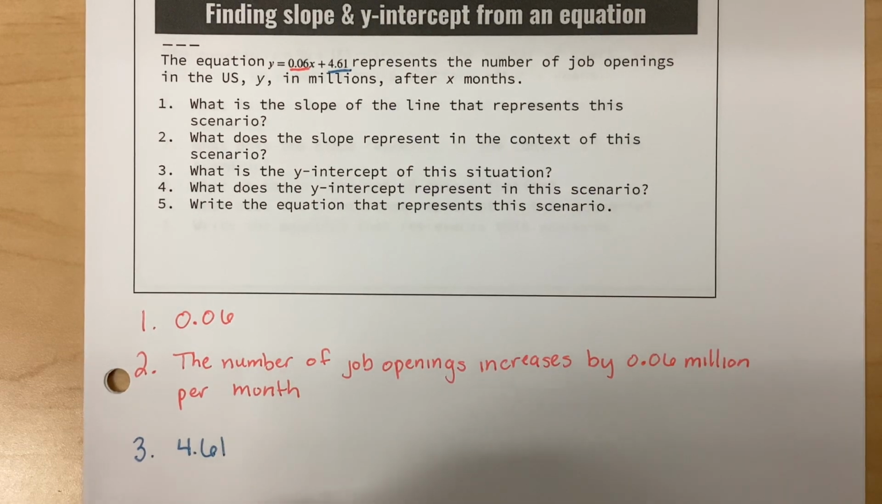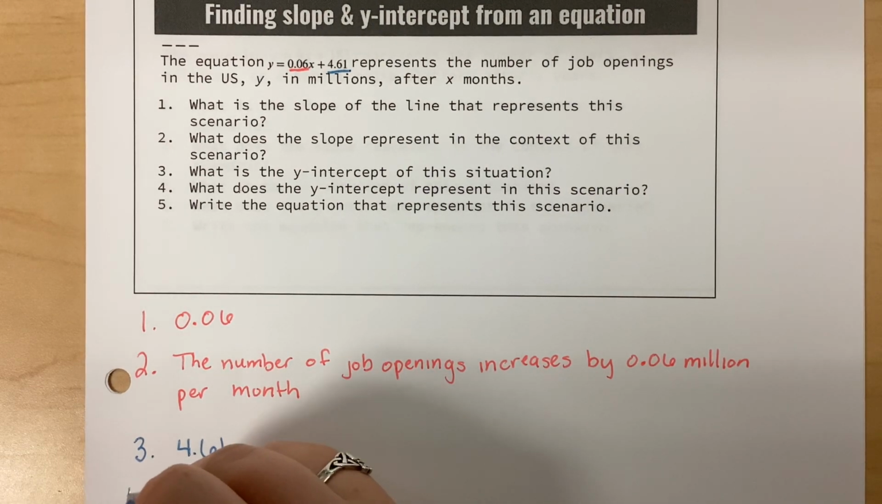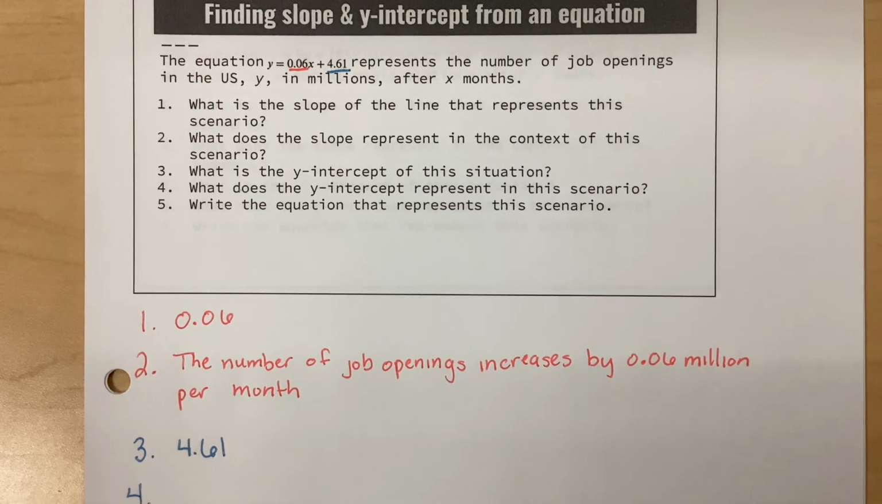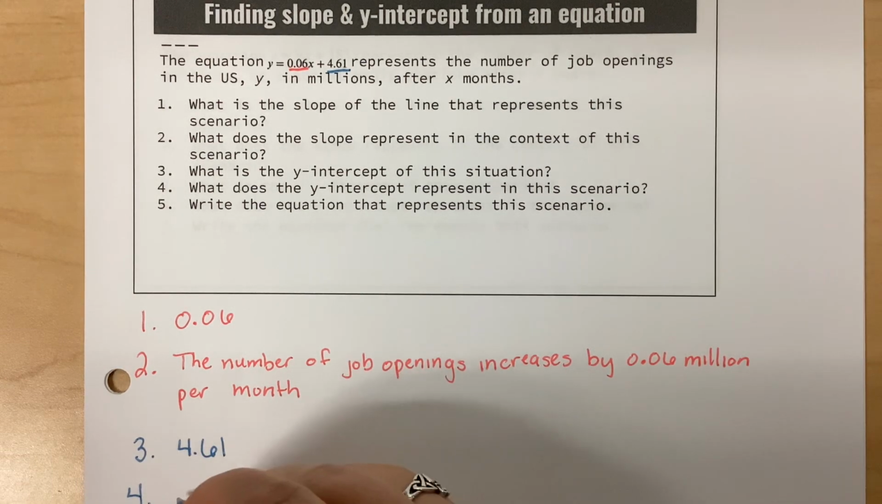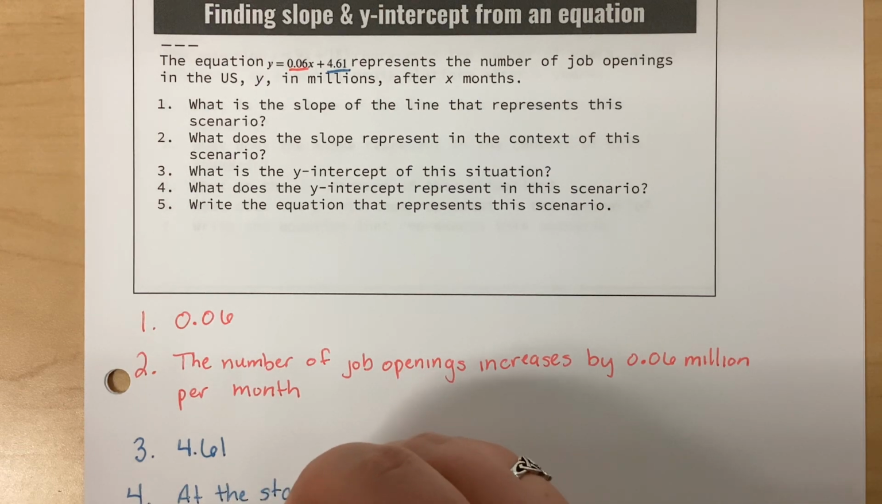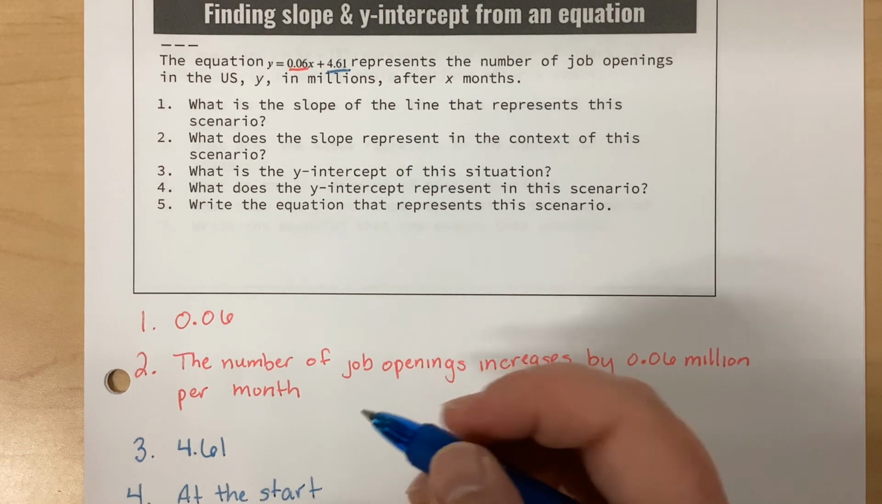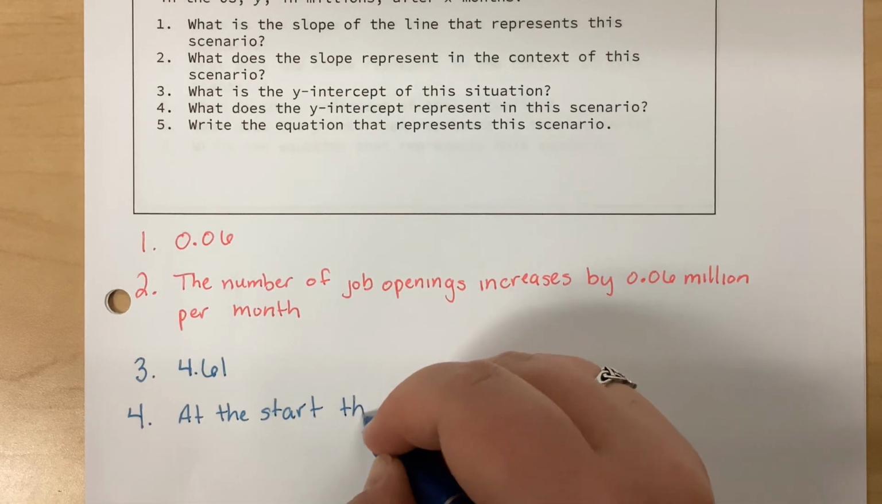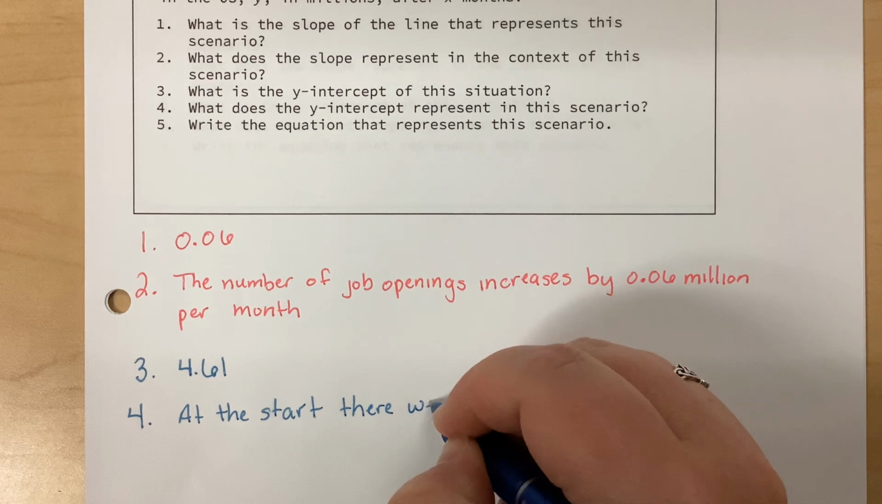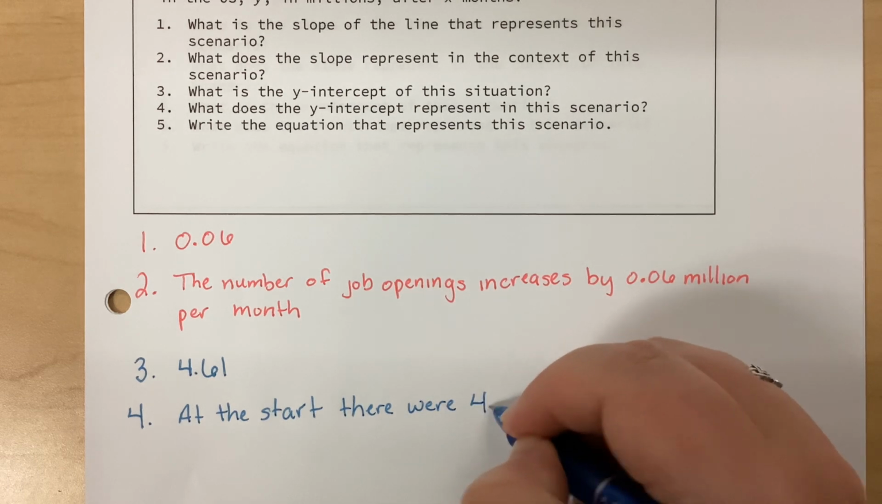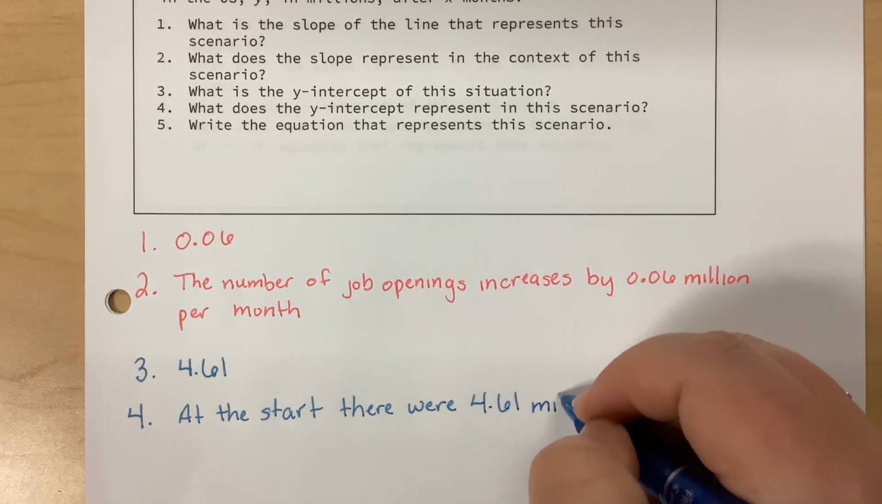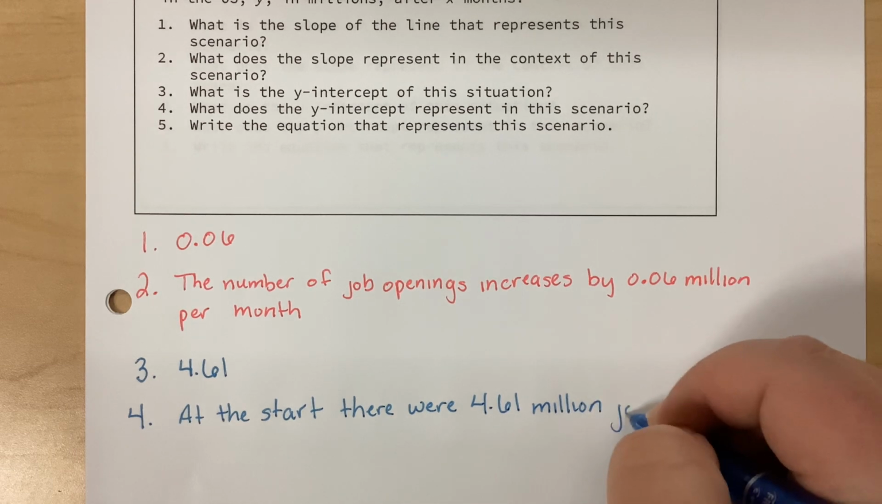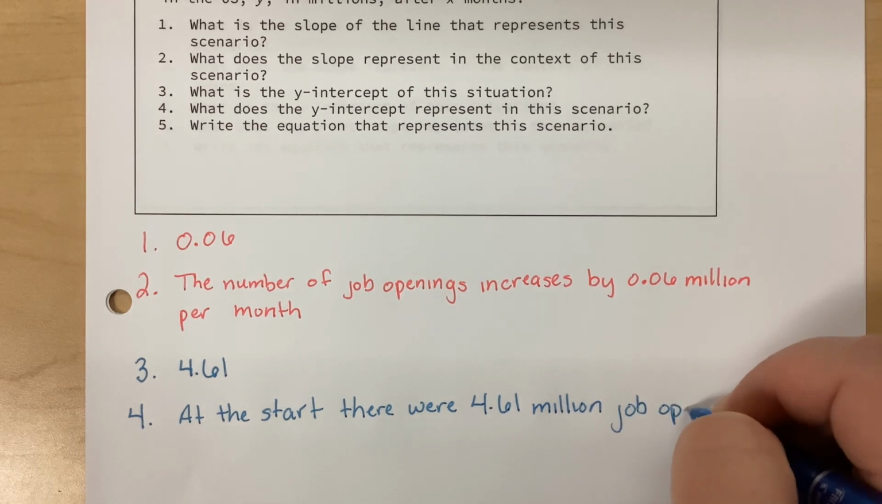And then we also want to know what it represents in this scenario. So your y-intercept is always your starting point. So at the start of whenever it was that they were measuring the job openings, so at the start there were 4.61 million job openings.